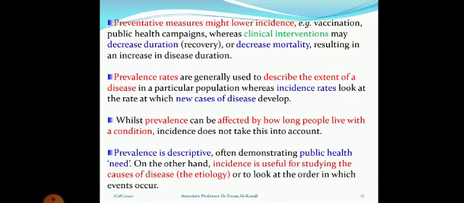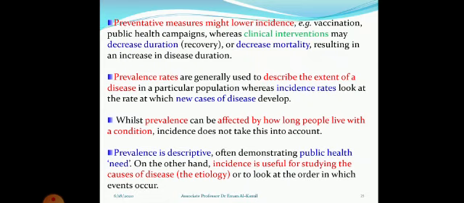Preventive measures might lower the incidence, such as vaccination or health promotion or health education. So this will prevent the occurrence of the disease. Whereas clinical interventions may decrease the duration or decrease mortality, resulting in an increase in the duration and then an increase in the prevalence, as we mentioned.